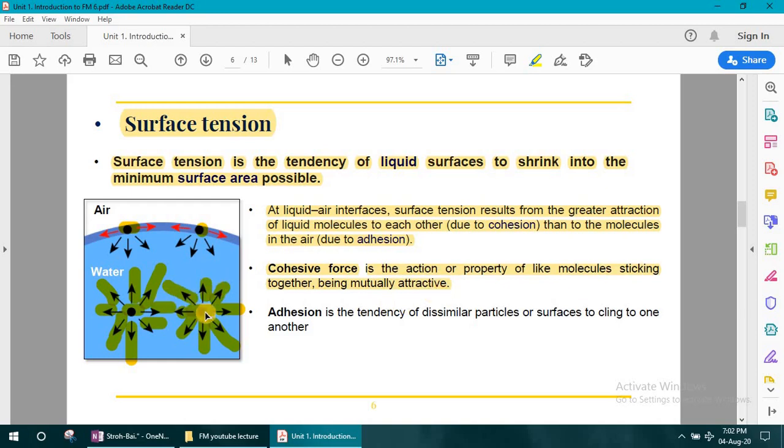Here, as this water molecule is completely surrounded by water only, the cohesive forces exist. But if you consider these 2 water molecules, these are attracted by air molecules also, and these are attracted by water molecules also. You can see with the help of these arrows. So here adhesive type of forces occur. Adhesion is the tendency of dissimilar particles, meaning water plus air or a surface, to cling to each other.